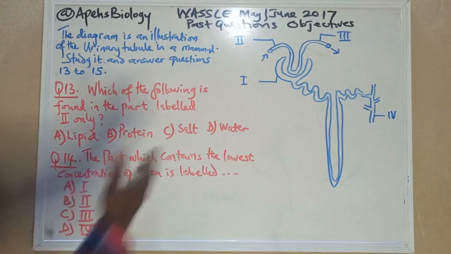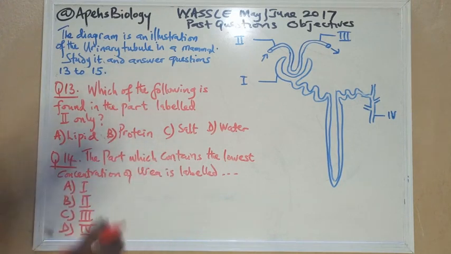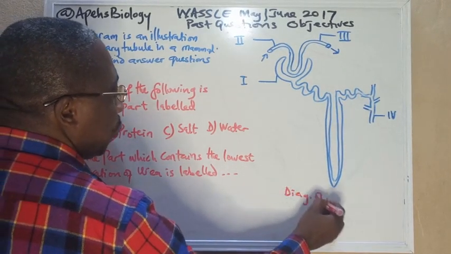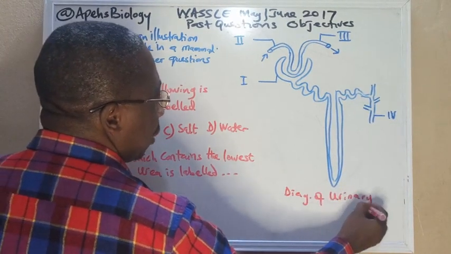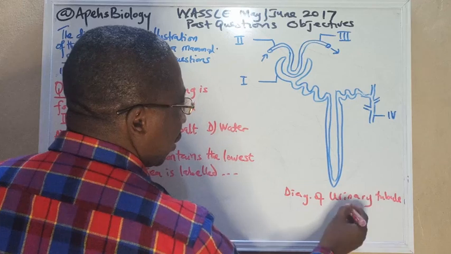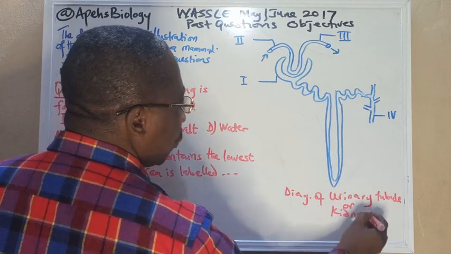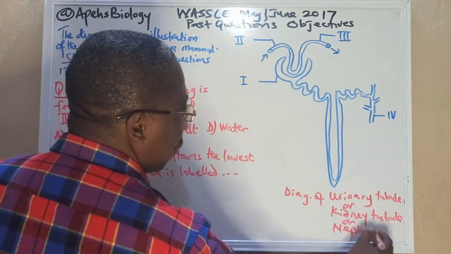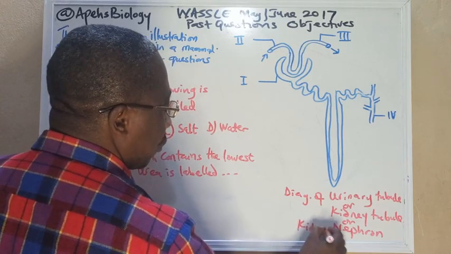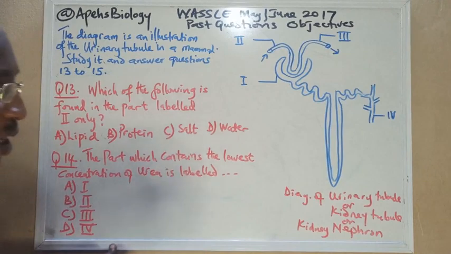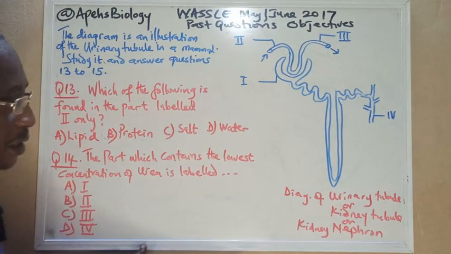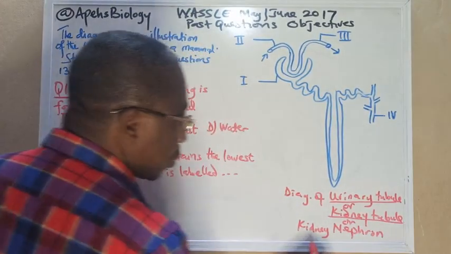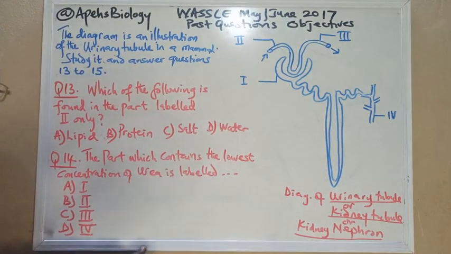Now let us actually study this diagram. This diagram is titled the diagram of urinary tubule. Please be informed that the urinary tubule is also called the kidney tubule, or they can even call it the nephron, the kidney nephron. Don't get confused at all. In any examination apart from WAEC, please be careful: if they don't call it urinary tubule, they can call it kidney tubule or kidney nephron. It all means the same.